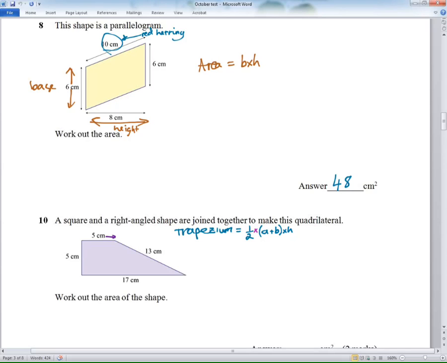The parallel sides are the 5 and the 17. These are the parallel sides because they are parallel. The height between them is this length 5. That 13 is irrelevant.